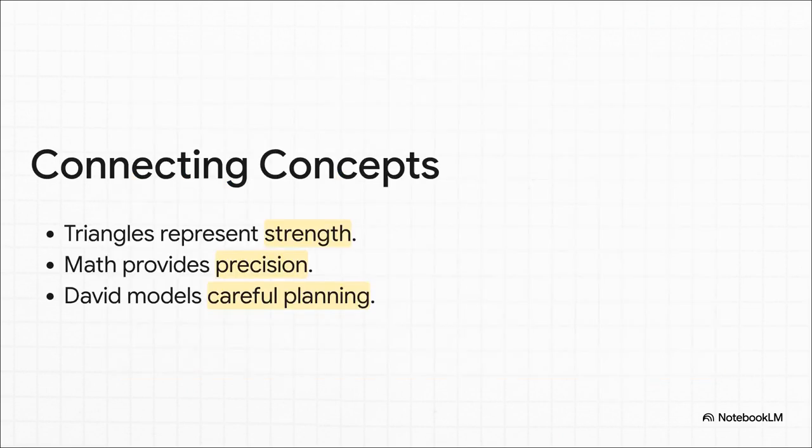So let's just break that down for a second. The lesson is building a 3-part connection. 1. Triangles equal strength. 2. Math equals precision. And 3. David is our model for careful planning. The whole point is to weave these 3 separate ideas into one single concept.